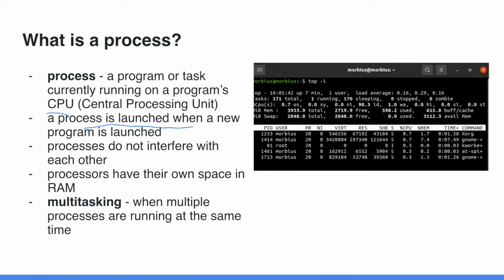Now, the final use of processes is in multitasking. So multitasking basically means that you can do multiple things at the same time. And I guess maybe this isn't a usage of processes, but rather something that processes are heavily involved in. Multitasking is basically when multiple processes are running at the same time. So if processes interfered with each other, and they didn't have their own space in RAM, if everything was a mess, I don't think multitasking would be possible. So this whole concept of processes makes doing multiple different tasks at the same time possible in a computer system, or multitasking.